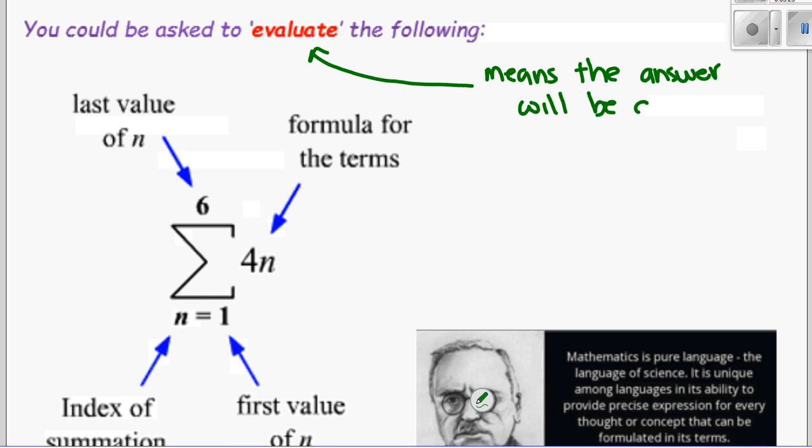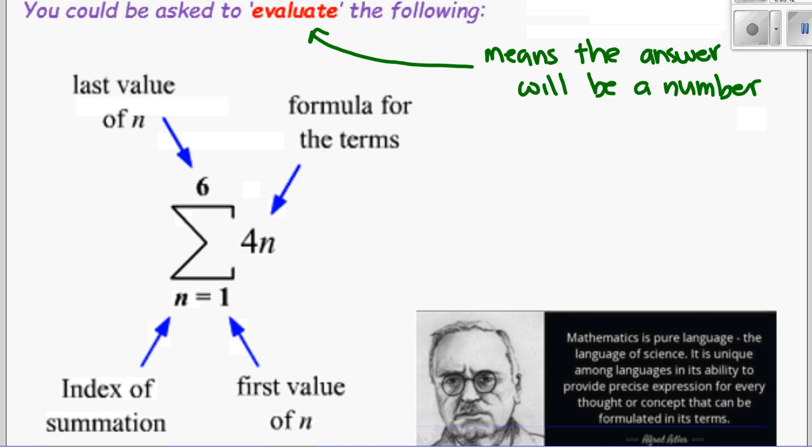Normally, it'll be a number. So "evaluate the following" means your answer is going to be a number. So that could be a clue. If ever you saw a question like this, evaluate the following, and you looked and went, what are they asking? The word "evaluate" might give you a clue. They want you to calculate a number. And that might generate some memories of this topic.